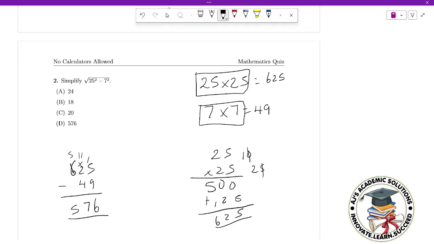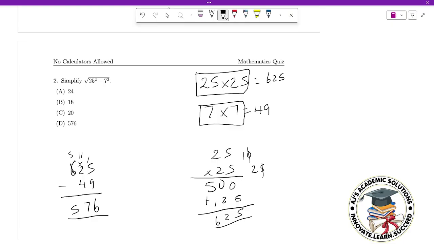So the square root of 576. Looking at this now, we need to immediately eliminate 5s and the 6 is not an answer. So 20 times 20 is 400, so that's out. 18 times 18, 8 times 8 would be 64, so that would be out. And then 4 times 4 is 16. So what exactly am I doing there?